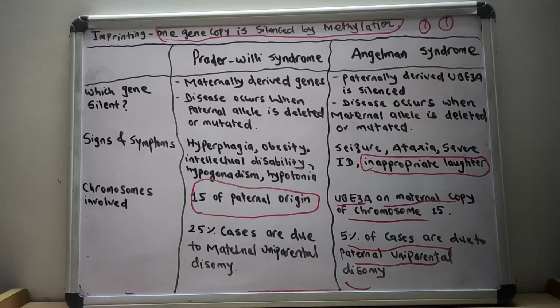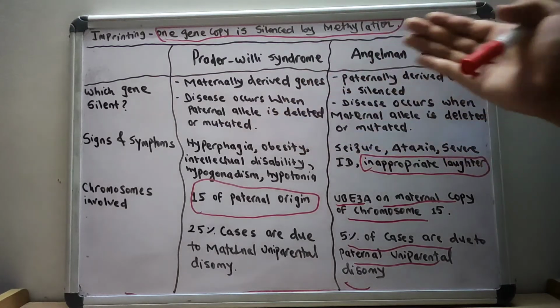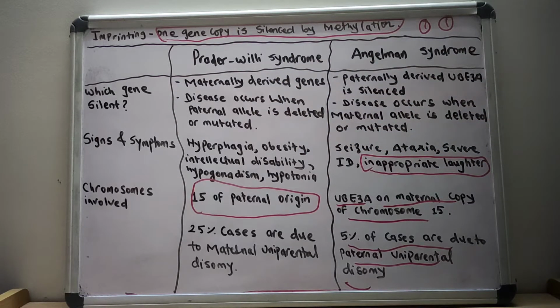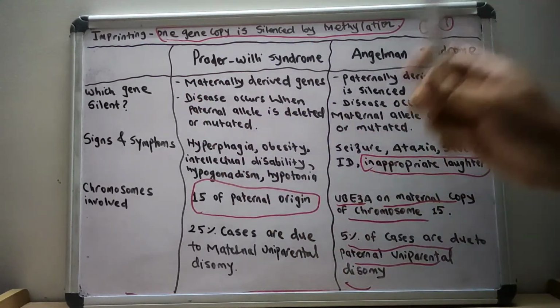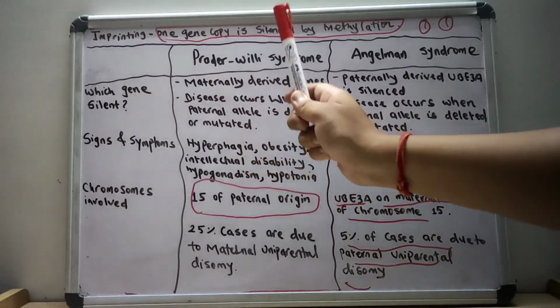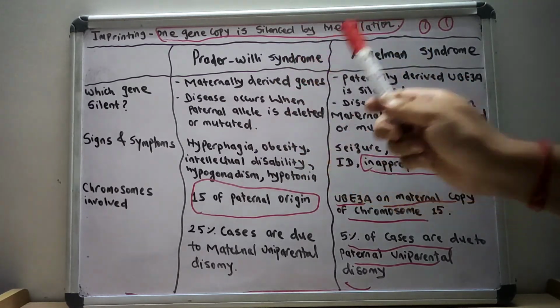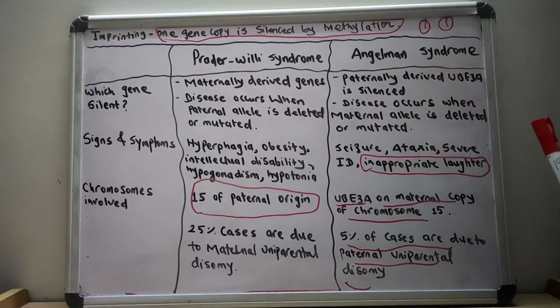So these are the two main disorders of imprinting that you should know. Let us read again comparatively Prader-Willi syndrome and Angelman syndrome. In Prader-Willi syndrome, the maternally derived gene is silent, whereas in Angelman syndrome, the paternally derived UBE3A gene is silent.